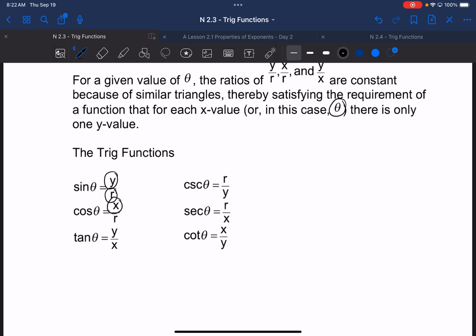Now a reminder that cosecant is just the reciprocal of sine, right? So instead of y over r, it's now r over y. And then secant is the reciprocal for cosine, so we flip x over r over to r over x. And tangent, we flip over to make cotangent of x over y. All right? Okay, flip it over onto the back.